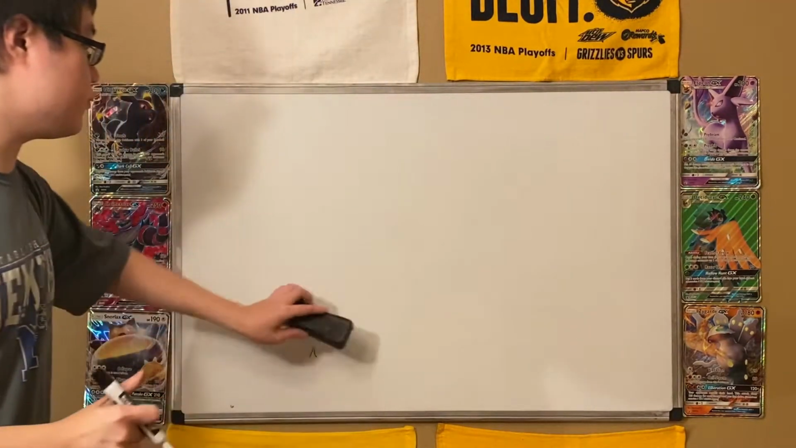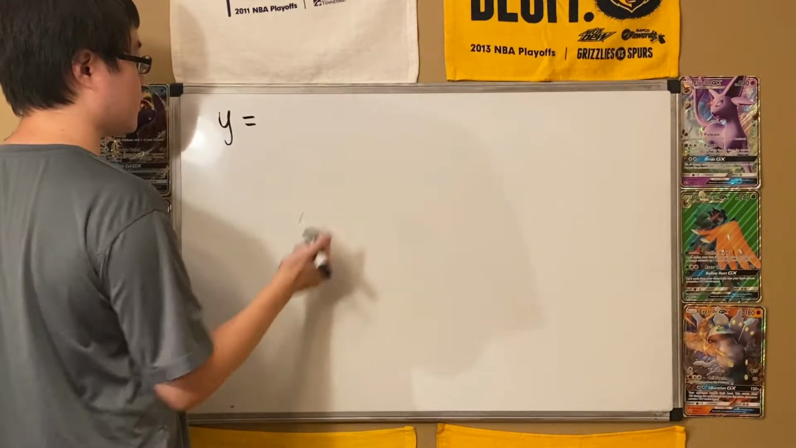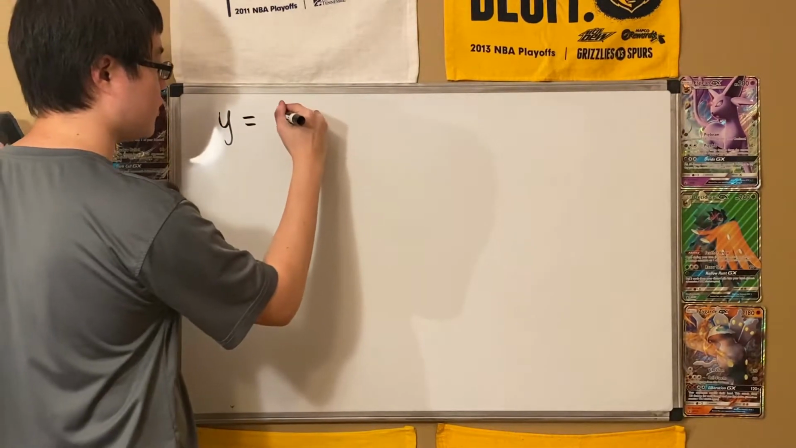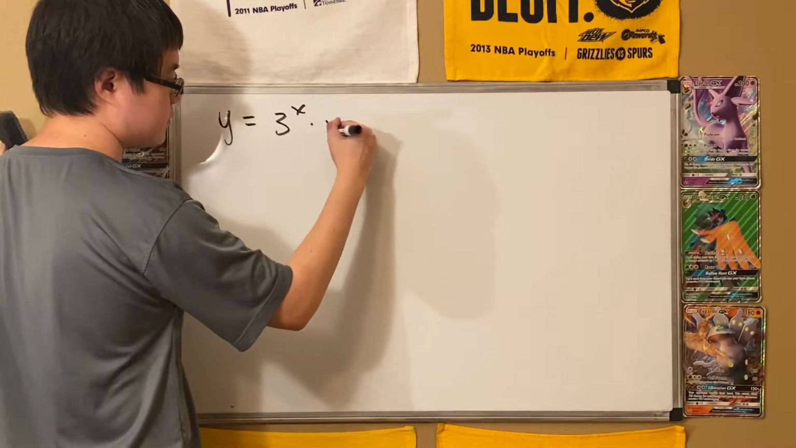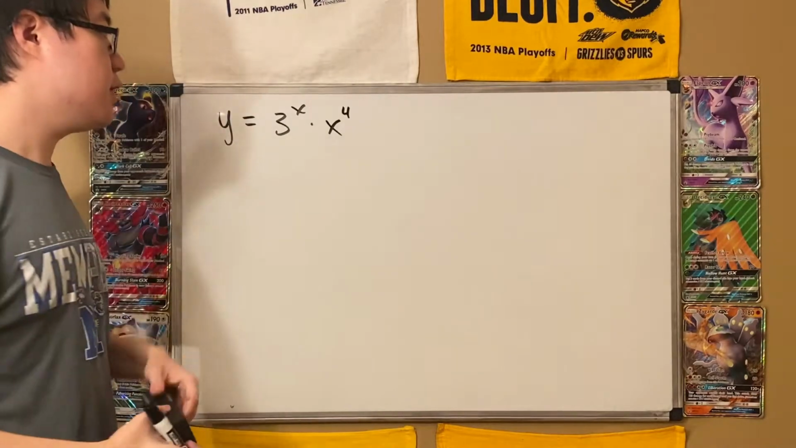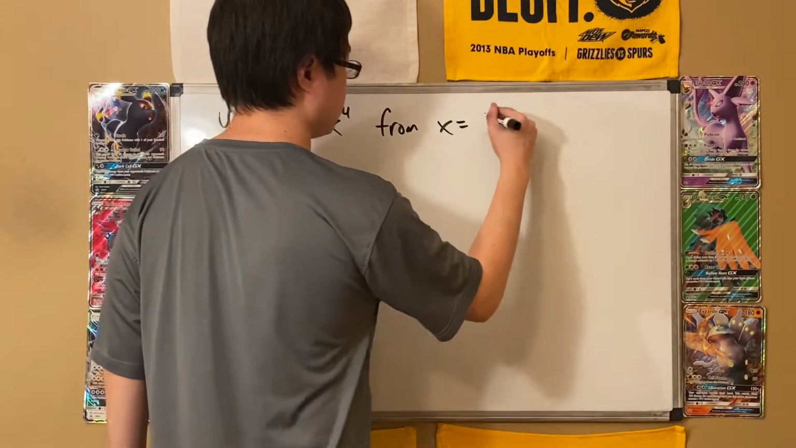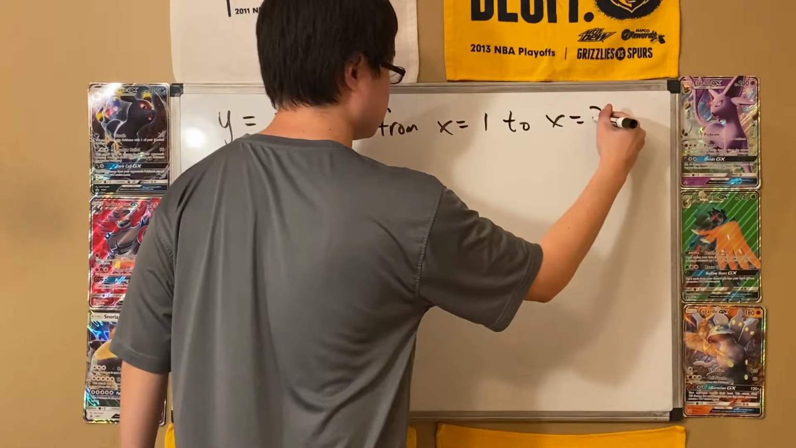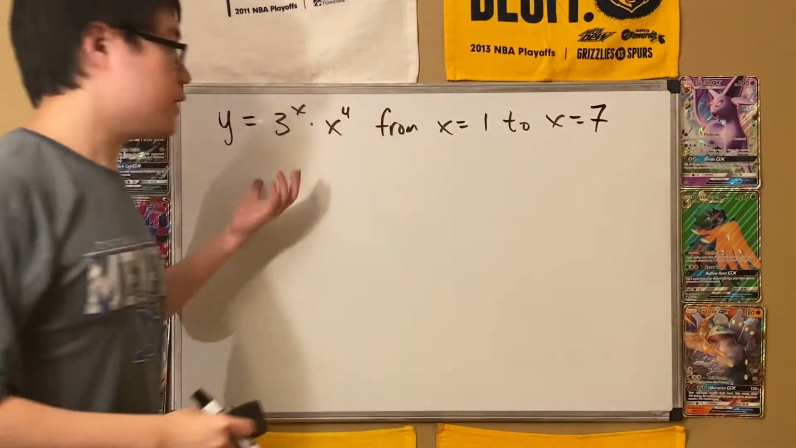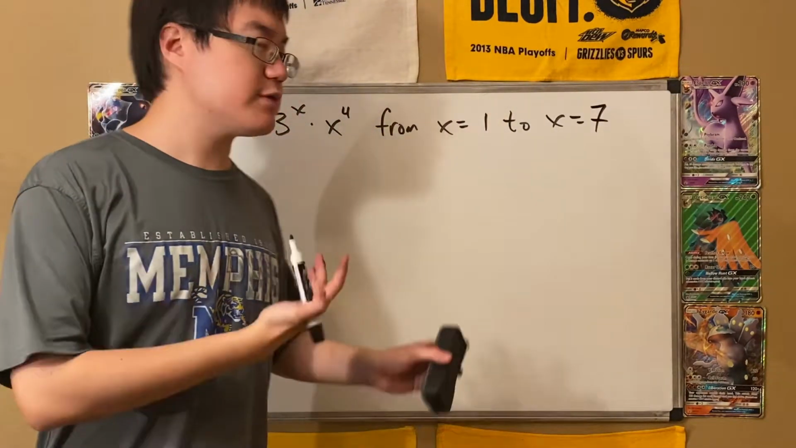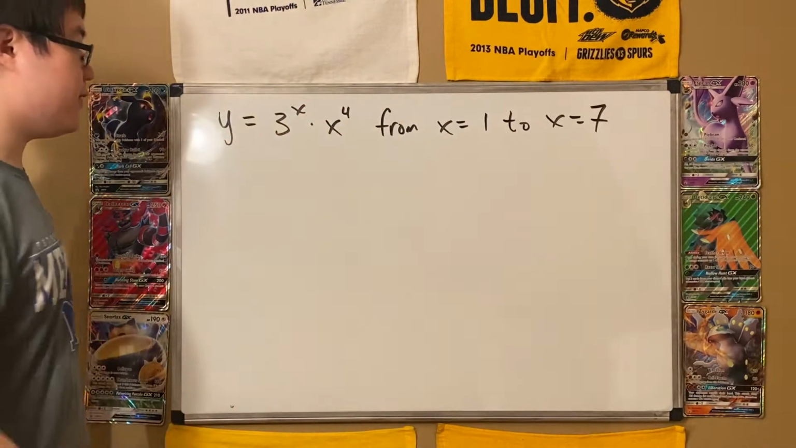So let's get started. We can start off with some complicated function because again, all it is is derivatives. So we're going to start off with this function: y is equal to 3 to the x times x to the 4th. There also needs to be an interval, so let's write x is equal to 1 to x is equal to 7, because I'm feeling a little bit frisky. What we're asking is you just draw this function, look between 1 and 7, and see how long it is. Again, it's a very simple formula.